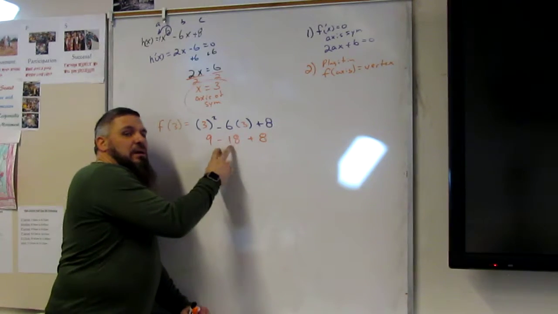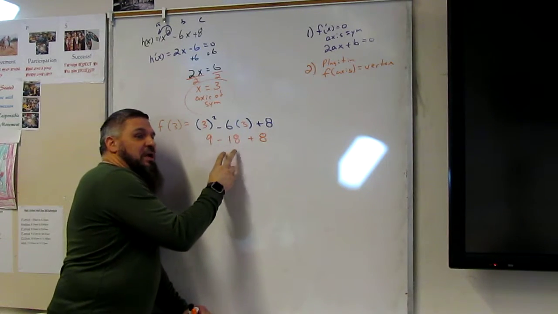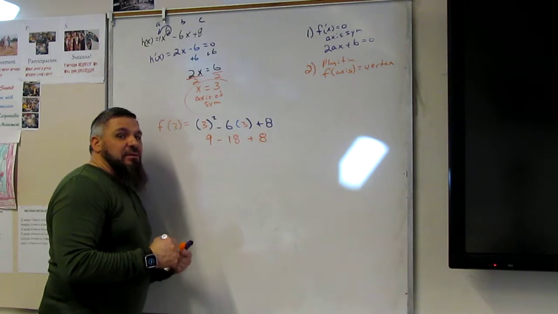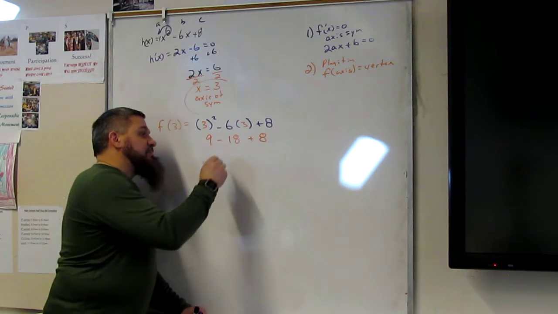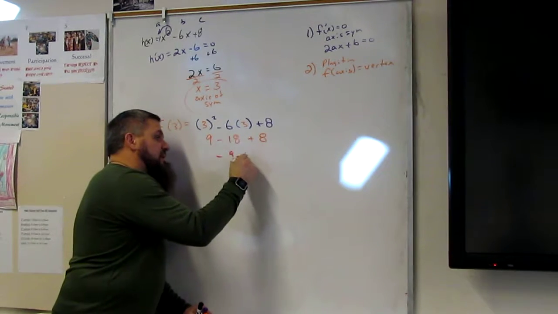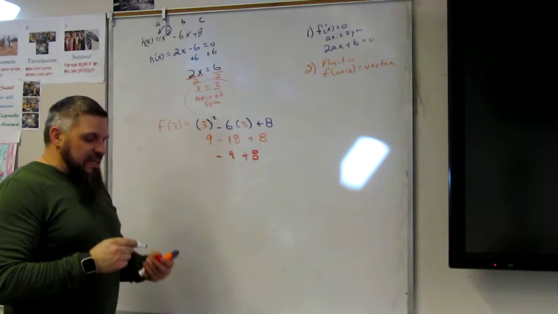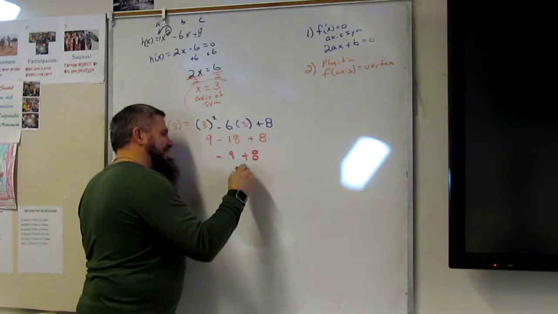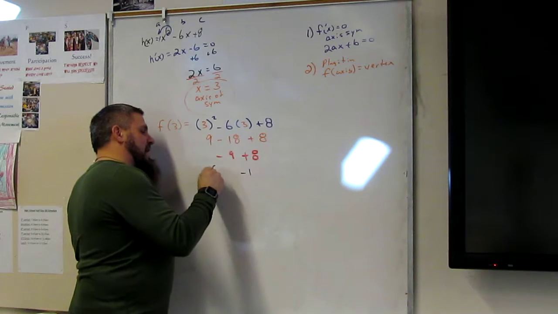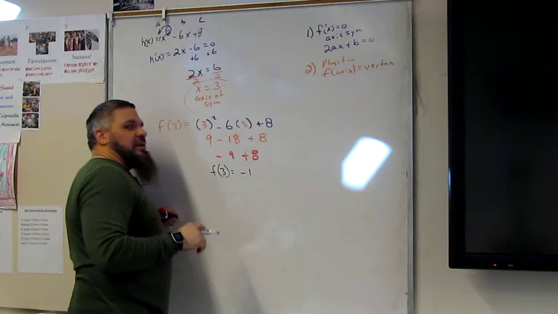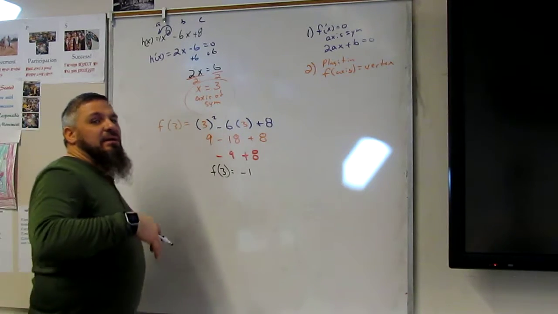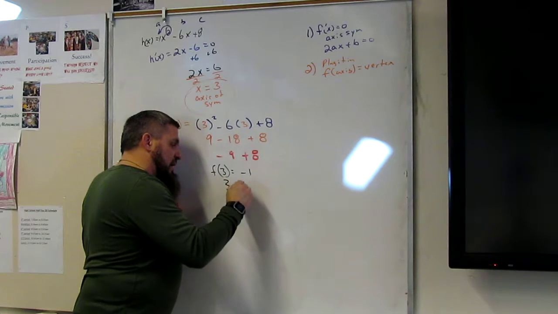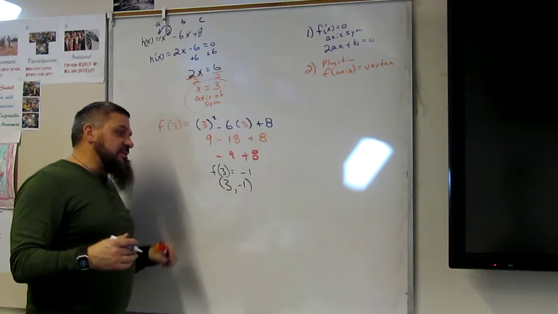these should be half of each other, right? One of them should be twice as much as the other one, and then we should come up with half of it. So, 9 minus 18 is minus 9 plus 8. What is minus 9 plus 8? Alright, so f of 3 is equal to negative 1. So we're going to write that as a point. It's 3 and negative 1. There's our vertex, right?